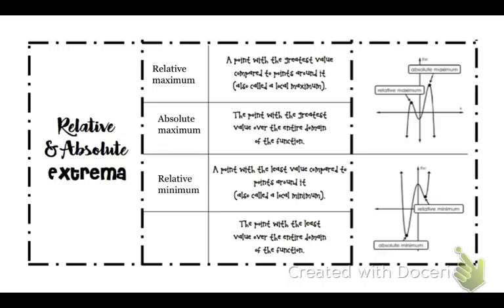Now, relative minimum is the point with the least value compared to the ones around it, so it's the smallest comparatively to the ones around it. Then absolute is the very smallest point. Okay?